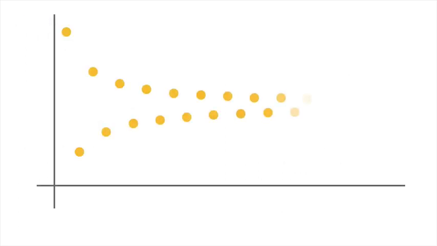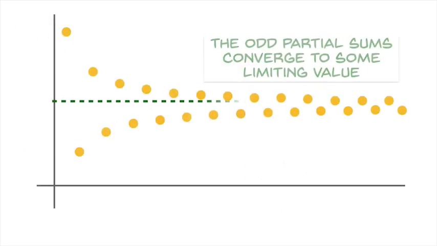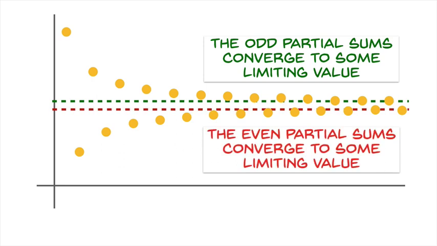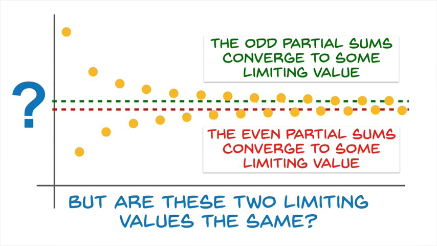So where are we? We've got our sequence of partial sums. We know the odd partial sums converge to some limiting value. So do the even partial sums. Unfortunately, we don't know yet whether these two limiting values are the same. If they weren't the same, it would be trouble, because then the sequence of partial sums would start bouncing back and forth between two different values, essentially. And we need it to converge to a single value if we're going to claim that the original series converges.